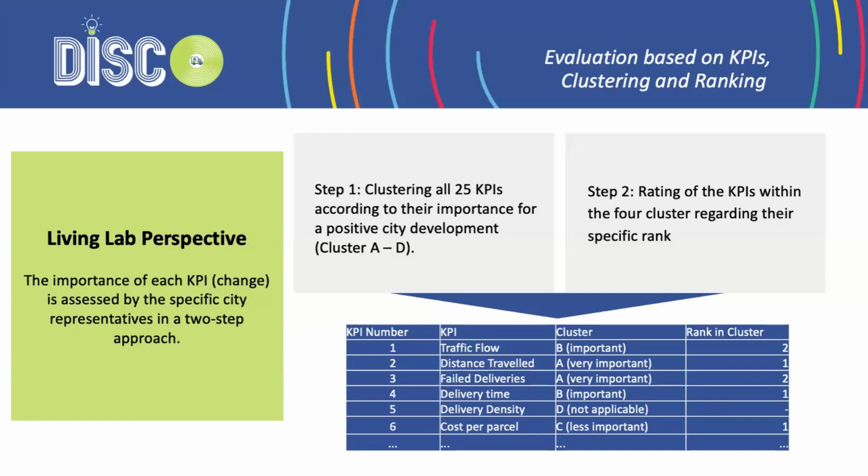This task is carried out by the representatives of the Living Labs themselves. The background to this is to find out which KPIs are particularly important from their point of view in order to bring about a positive change. In a first step, a clustering of all 25 KPIs according to their importance for a positive city development is conducted. The first cluster, cluster A, includes all KPIs that are very important from the perspective of the Living Labs. Cluster B includes all that are important. Cluster C, the less important ones, and cluster D includes KPIs that are not applicable from the Living Lab perspective.